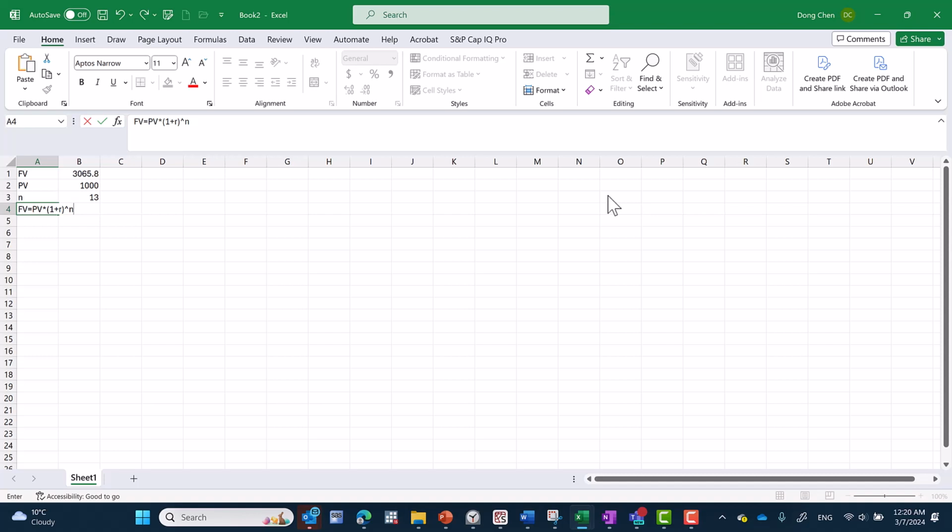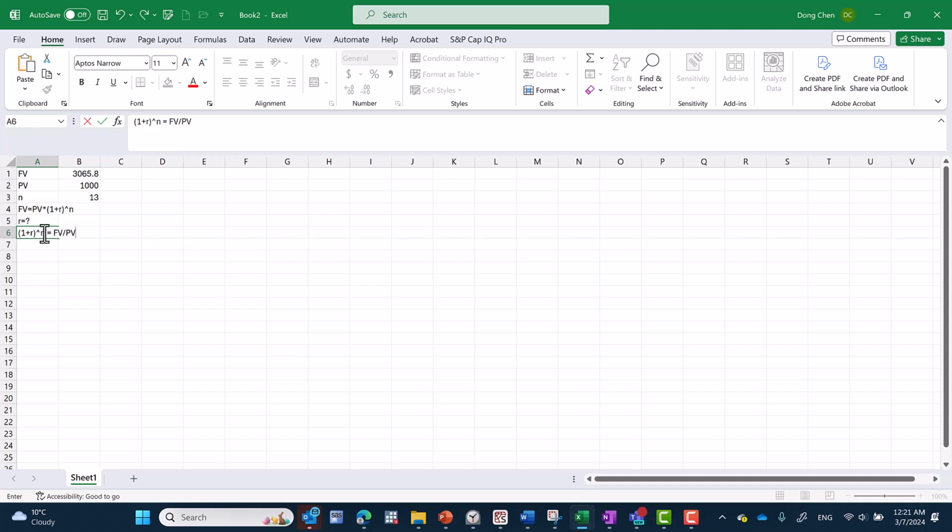So how do we solve for R? This is what this question is asking. We can divide both sides by present value, and then switch the sides, and the equation becomes 1 plus R raised to the power of n equals FV divided by PV.